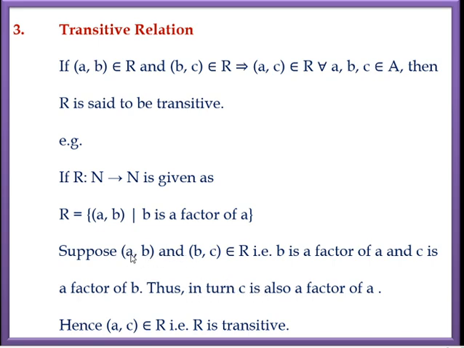I can give an example. See, if I consider 20, 10. So 10 is a factor of 20. Now 5 is a factor of 10. So can I say that 5 is a factor of 20? Yes, I can. So clearly this is transitive. This property is called the transitive property.